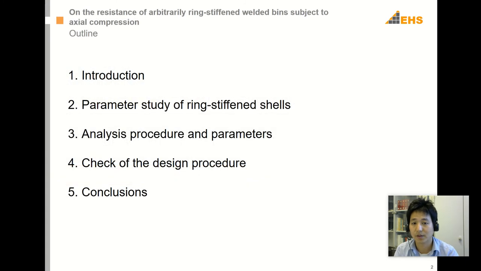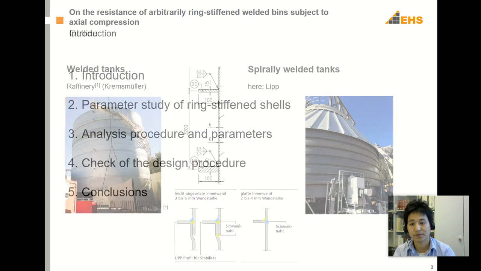Now for the content. At first, the introduction. Then we made a lot of numerical simulations as a parameter study. After that, based on the numerical results, we proposed a simplified approach which can be used for hand calculation for ring-stiffened shell structures, and last is the conclusion.